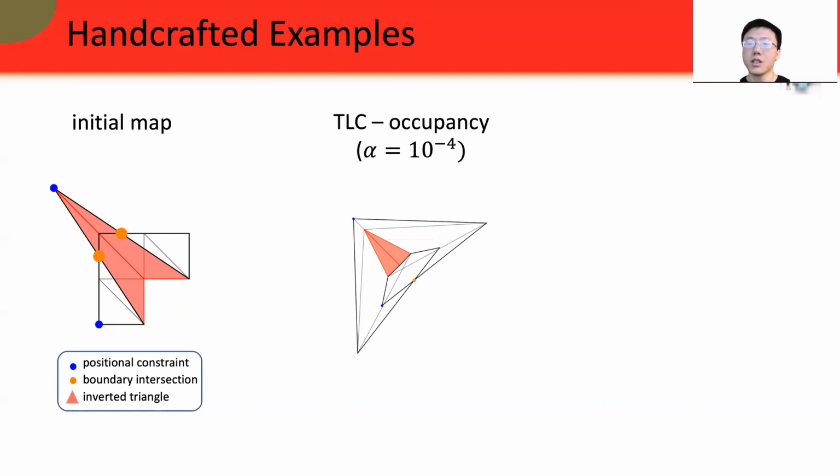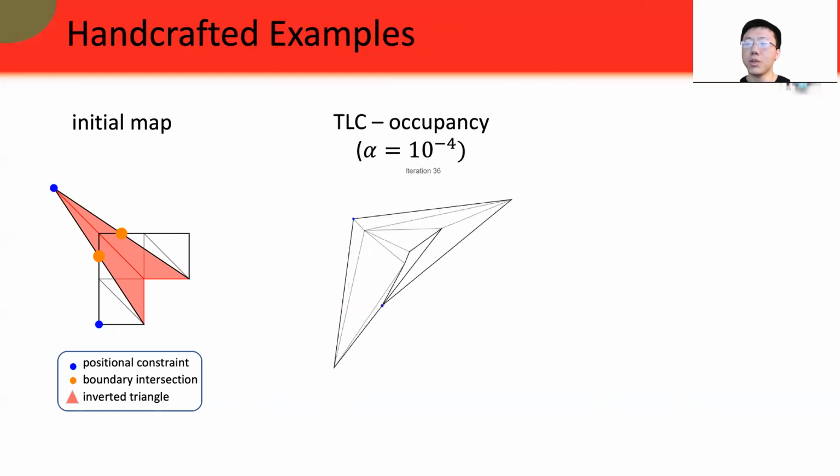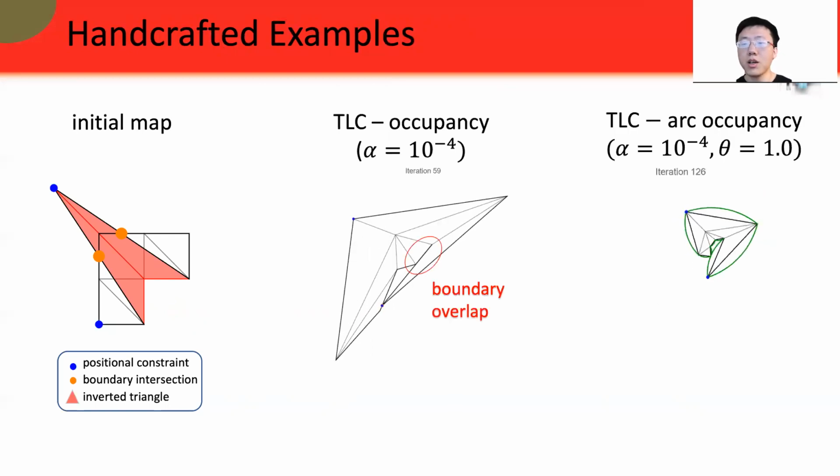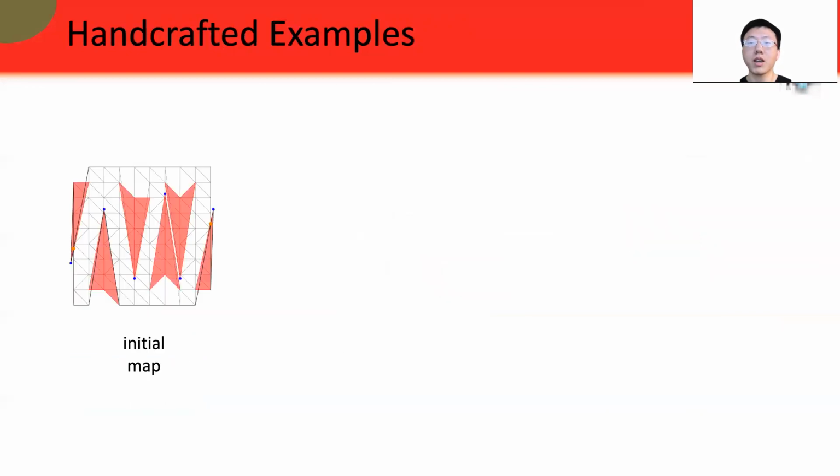As a result, the optimization gets stuck when two boundary edges coincide. In contrast, by replacing the occupancy with arc occupancy, the solver can proceed and successfully find an injective map. Notice that for visualization purposes, we pick a large theta value. However, in the rest of the experiments, we'll use a smaller theta value in order to find injective maps for more challenging examples. Here we show a more complex handcrafted example.